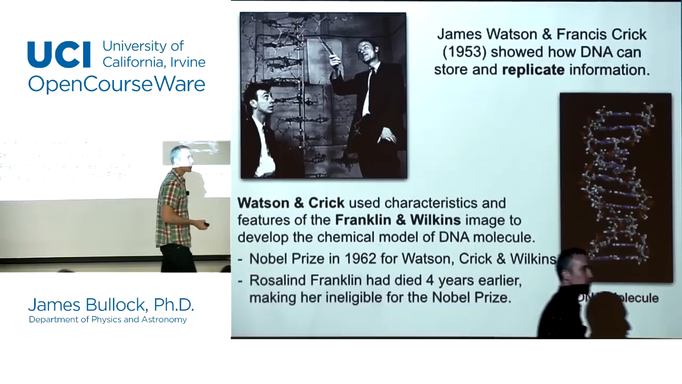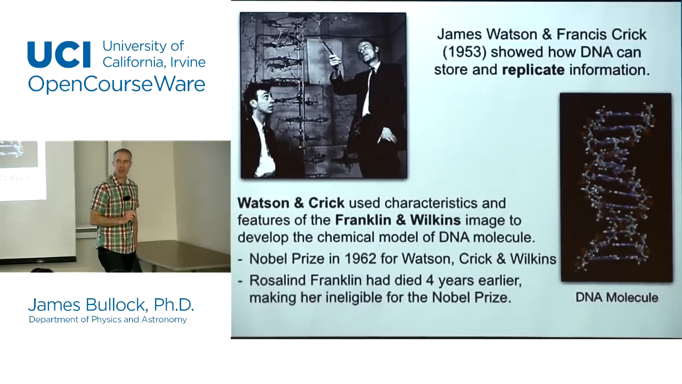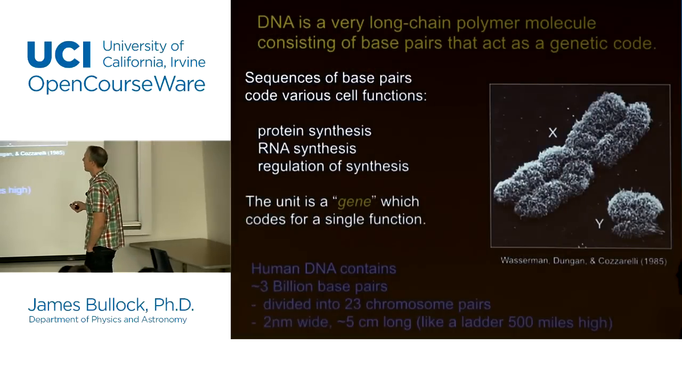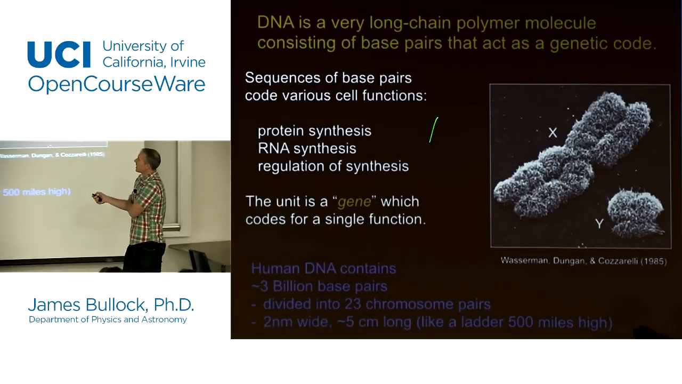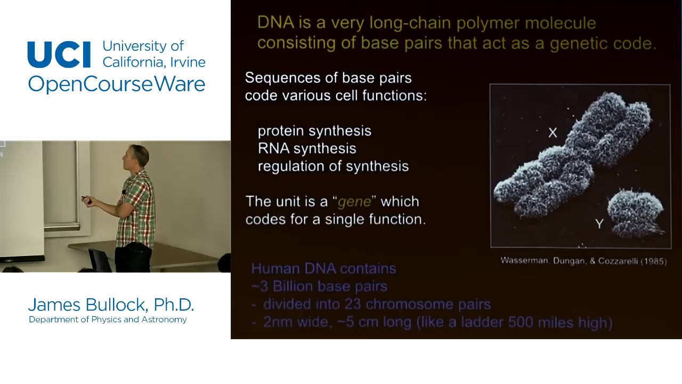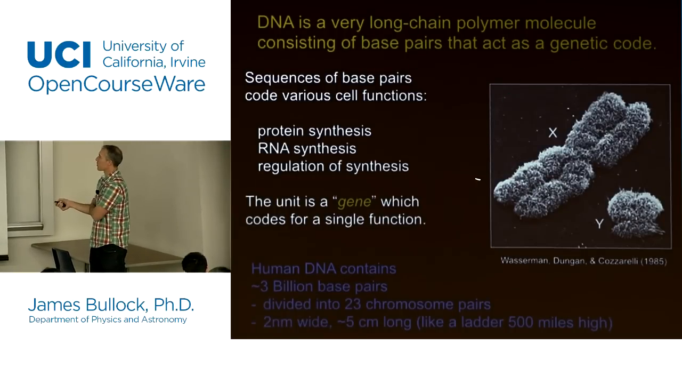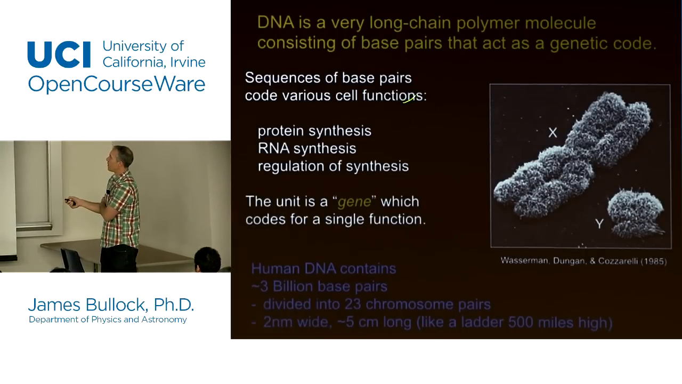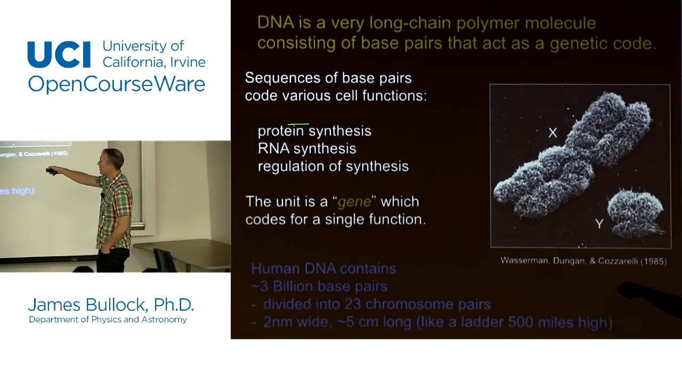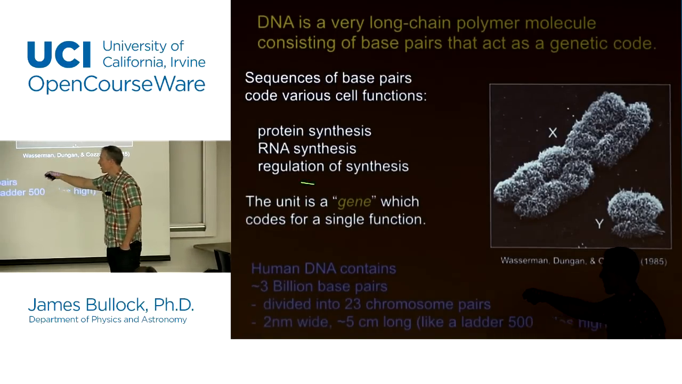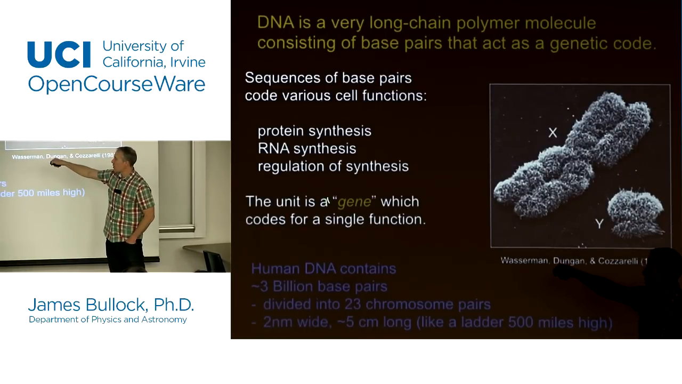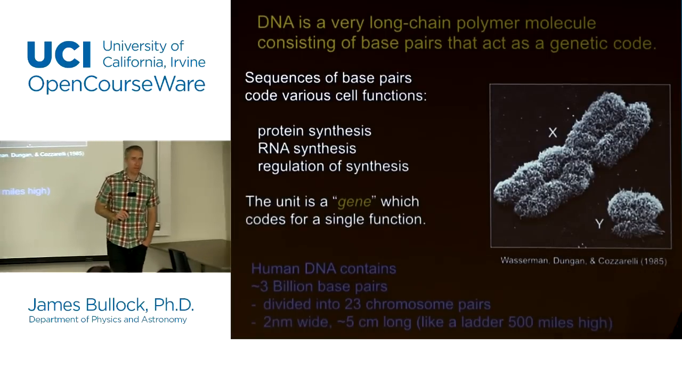But fundamentally, we have a picture now where people are beginning to understand the fundamental structure of DNA, and since that time, our understanding of that has solidified. So what we know now is that DNA is a very long chain polymer. It consists of base pairs that I'll describe in a second. And via the sequence of base pairs, it does all these things. It does protein synthesis, it codes for RNA synthesis, etc. And the unit of instruction is called a gene, and that codes for a single function.